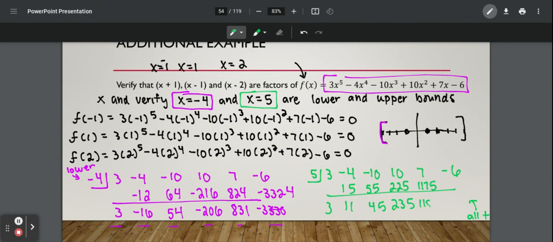So we get 1182. Our numbers can get kind of big if we pick a number that's kind of far from wherever we think we're supposed to be. So if you notice, these are all positive. So then that would mean that 5 is the upper bound. So what that bounds test tells you is that all real zeros have to be between -4 and +5.